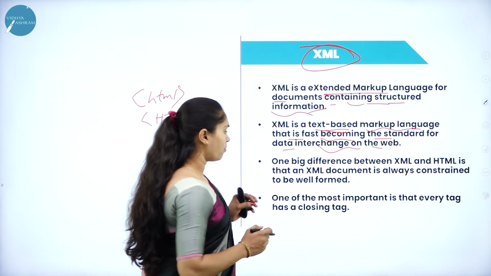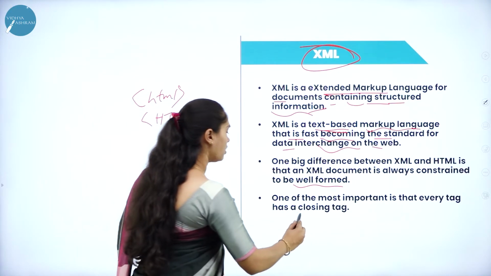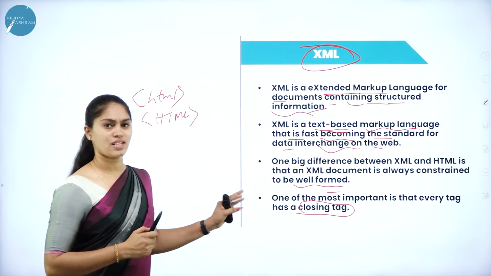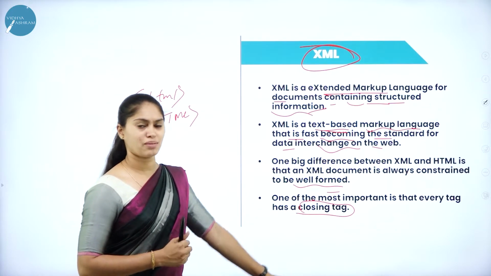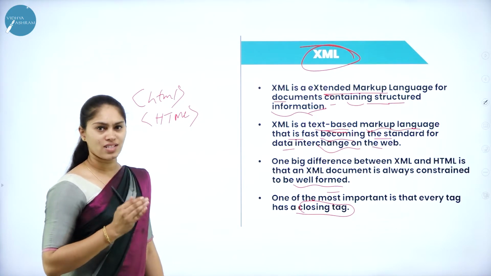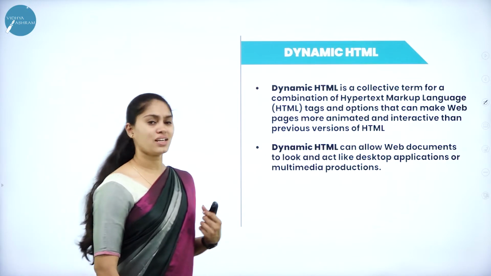So the document needs to be well formed and every tag has a closing tag in XML. We don't have a closing tag for some of the tags in HTML, but in XML all tags need to have a closing tag. This is regarding XML. And also we have dynamic HTML.